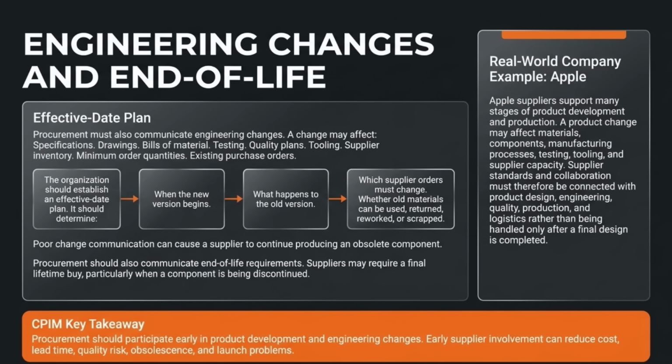Supplier standards and collaboration must therefore be connected with product design, engineering, quality, production, and logistics, rather than being handled only after a final design is completed. CPIM key takeaway: procurement should participate early in product development and engineering changes. Early supplier involvement can reduce cost, lead time, quality risk, obsolescence, and launch problems.